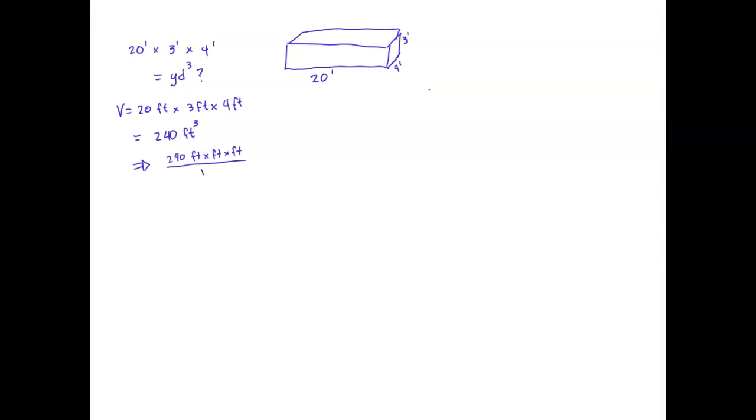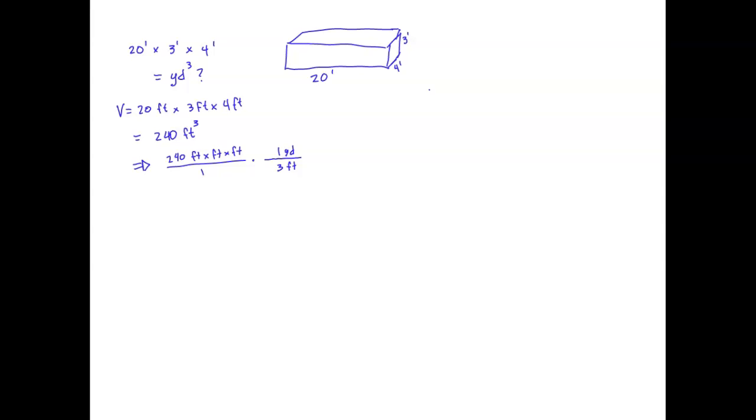Making it a fraction, putting it over 1. I want to convert to yards. How many feet in a yard? How many feet in 1 yard? Okay, 3. So I have 3 feet in 1 yard. And I want feet in the denominator there, because I want that to cancel with feet in the numerator.